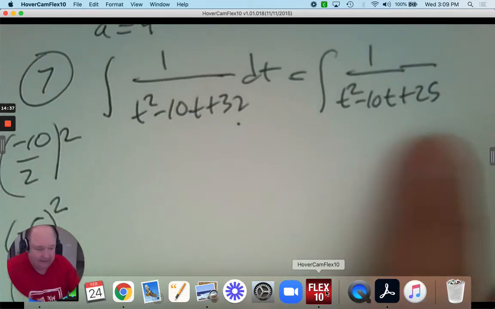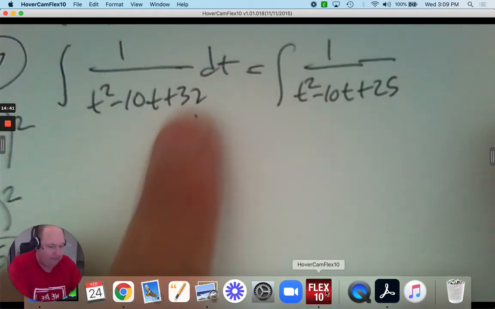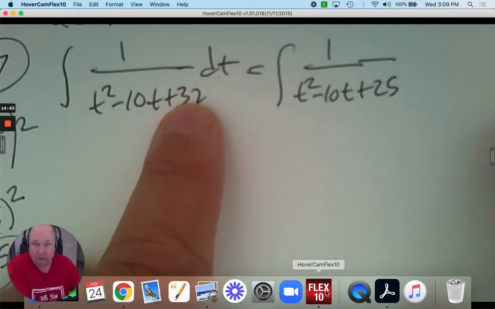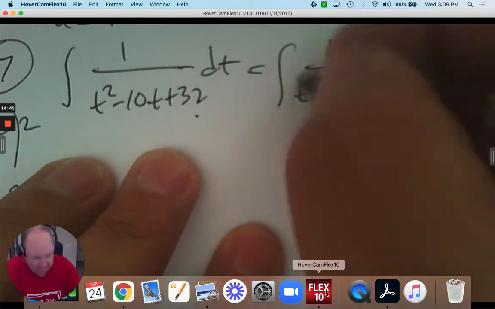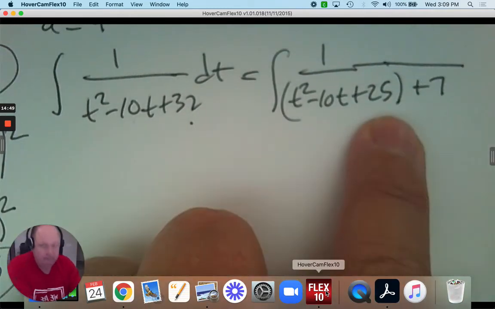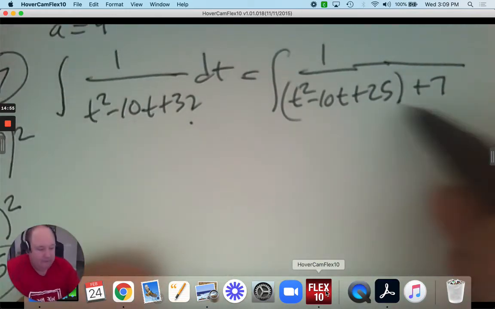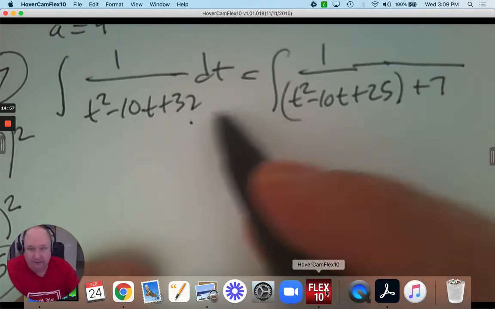So I need that number. This factors into a perfect square. But the number is 32. So 32 take away 25. I'm going to separate it. I need the number 7 to separate it. So 25 plus 7 is 32.